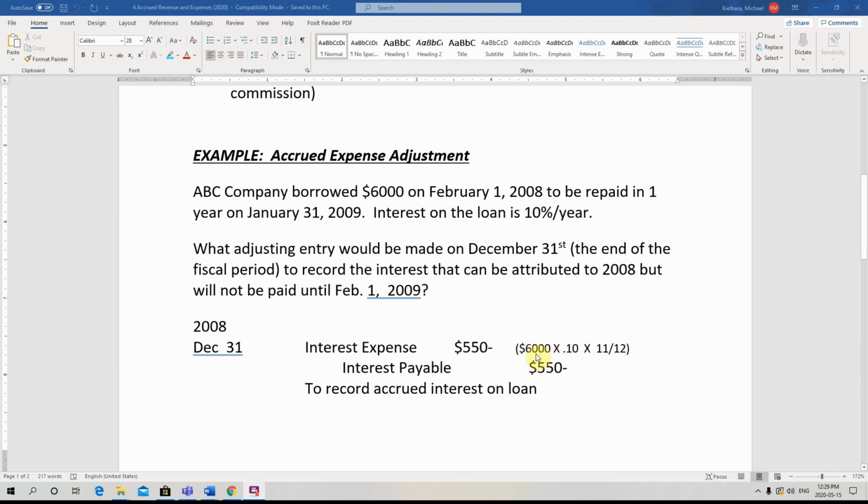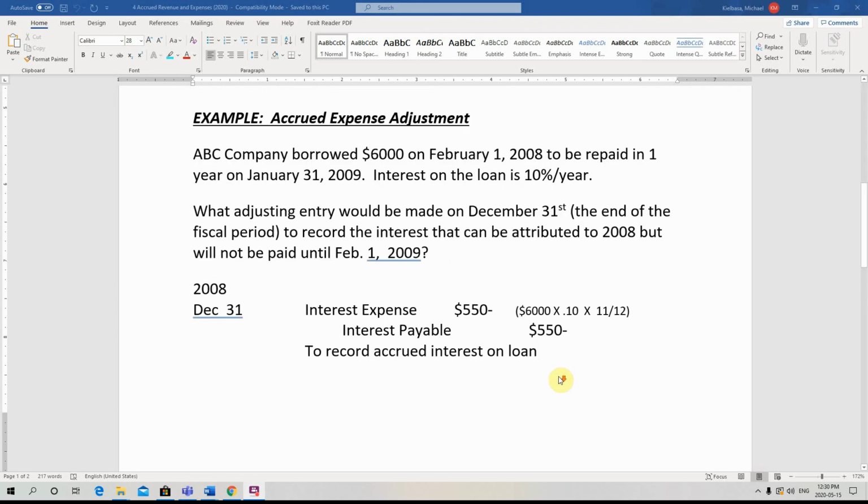So again, in order to calculate the amount of interest that has accrued, we're going to take $6,000 and multiply by 10%. That's for a year. And we're going to multiply by 11 out of 12 months because that's how much has accrued for this fiscal period. It's going to be paid in the next fiscal period on January 31st, but it can be attributed to 2008. Okay, so the adjustment simply is interest expense debited for $550 and interest payable credited for $550.